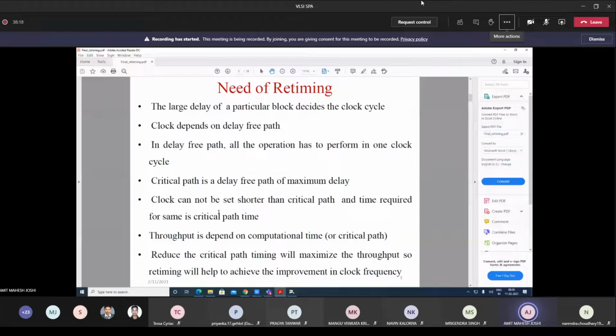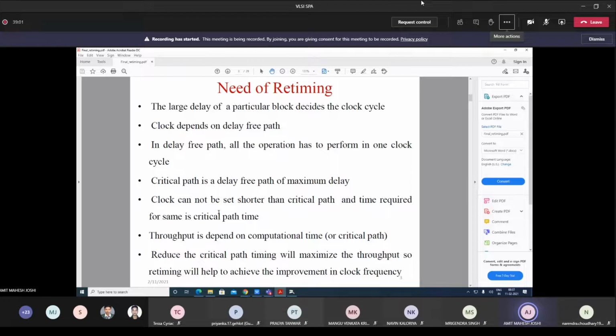Now, what is the need of retiming? The largest delay of a particular block decides the clock frequency. So what is the meaning of that? For any particular system, maybe you have, let's say, 10 blocks. Each individual block takes some time to execute. So maybe you have block 1, block 2, block 3, block 4. All are different blocks which represent different functionality, and a block is nothing but your functional unit. So that functional unit has some sort of delay.